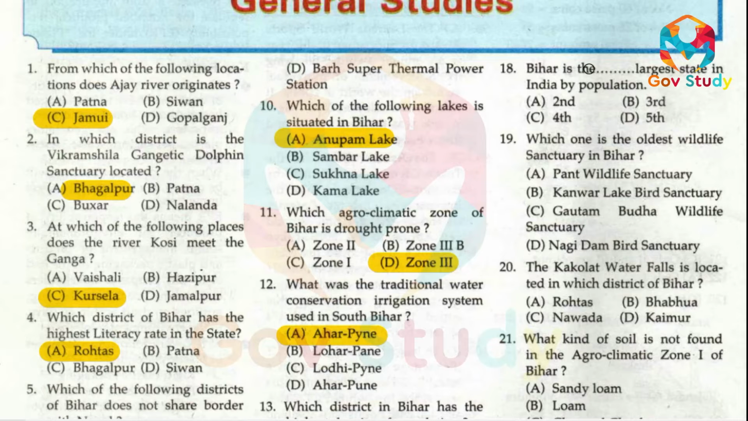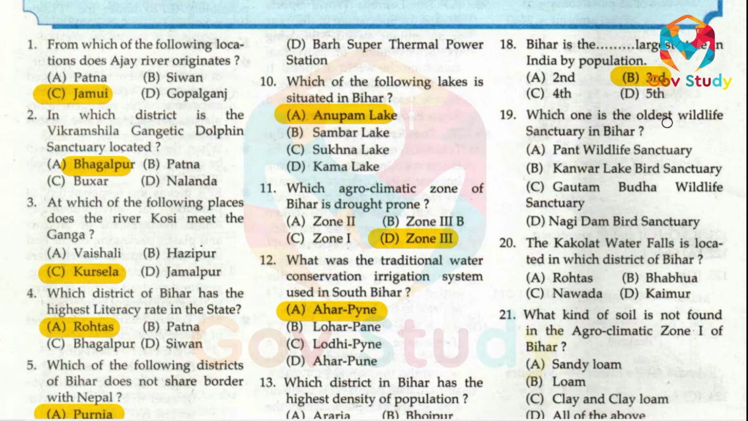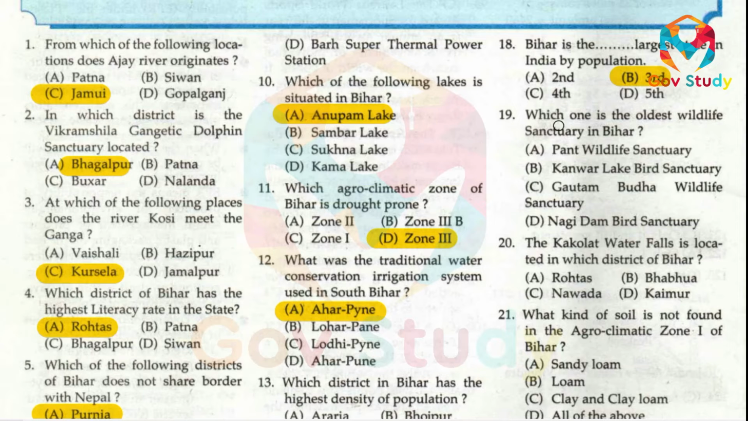Next question. Bihar is the largest state in India by population: second state, third state, fourth state or fifth state? Correct answer is B, third state. Which one is the oldest wildlife sanctuary in Bihar? Pant Wildlife Sanctuary, Kanwar Lake Bird Sanctuary, Gautam Buddha, Nagi Dam Bird Sanctuary. Option C, Gautam Buddha Wildlife Sanctuary.